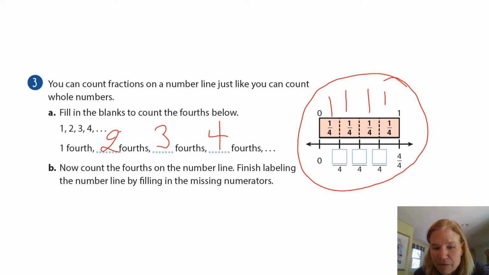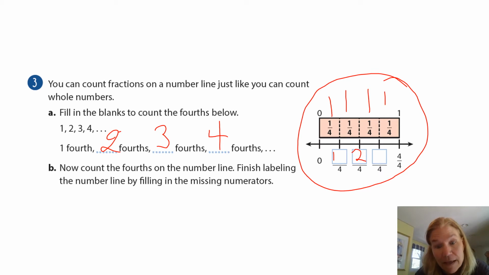So now we're going to count the fourths on the number line and finish labeling. So if I start at 0 and I go to my 1/4, that's all I used. Let's pretend it's a cake. I just ate 1 out of the 4 equal pieces, so I ate 1/4. But let's say I give Justin 2 of those equal pieces. He's now not going to have 1/4, but he is going to get 2 out of the 4, or 2/4.